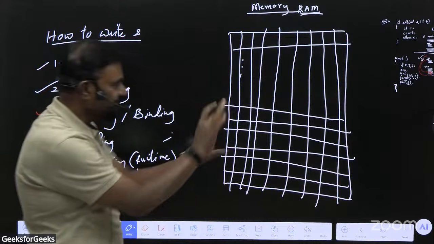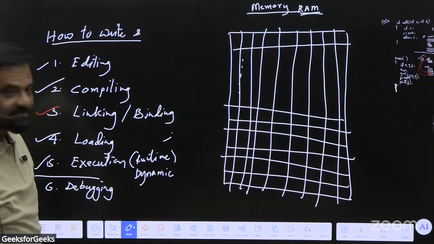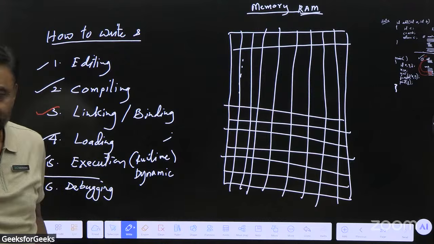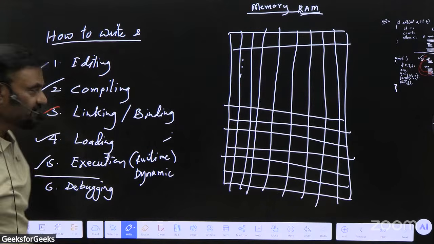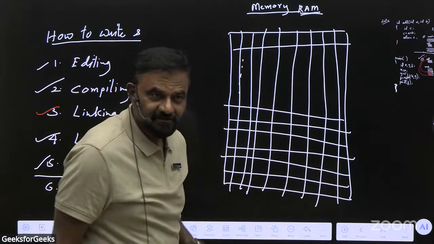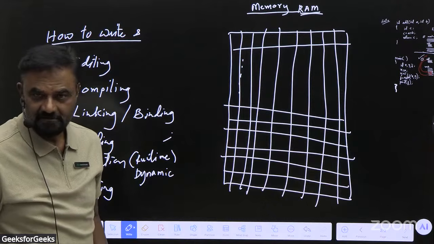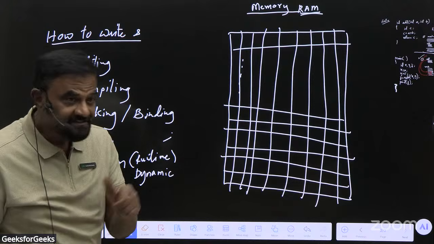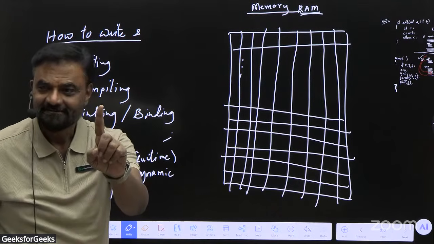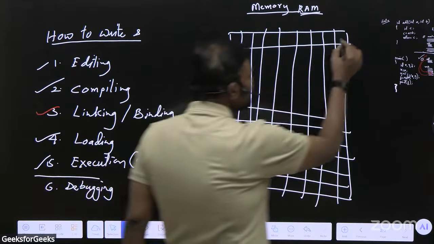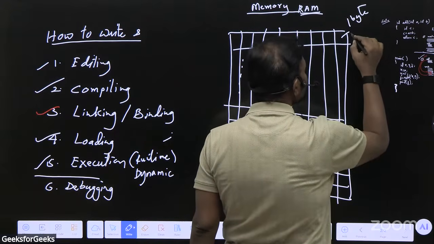You should draw it perfectly. So assume that this is how we draw the memory, and these are all boxes. Let me finish, then you copy it. Okay. What is each box? Memory location. What is the size of that? 1 byte. So each cell is 1 byte.